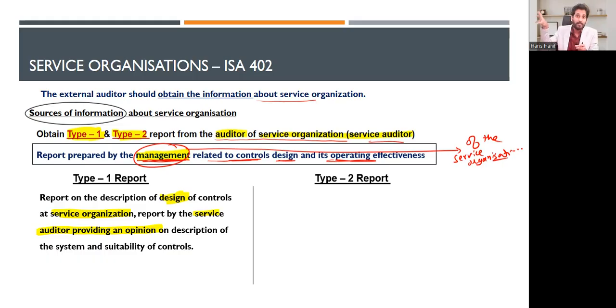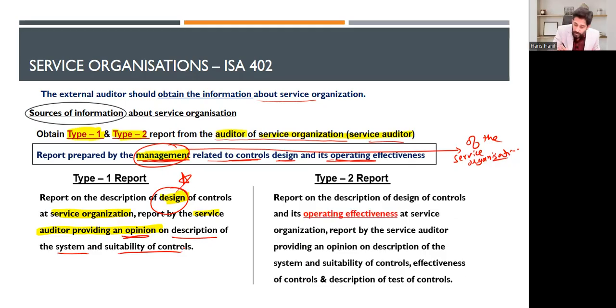Service organization is preparing the report about their controls, and their auditor, called service auditor, will be giving the opinion on the control, and you will be obtaining the report from their auditors. That is the service auditors, right? That is the design. Focus on the word design. And the auditor providing an opinion on the description of the system and suitability of controls.